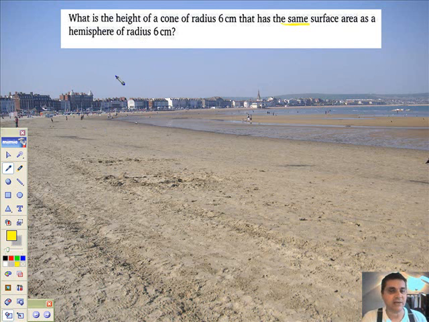Now, this is a really interesting little scenario. We have just one number, a radius for a cone and the radius for a hemisphere. We've got to work out the height of the cone. It seems like there's just not enough information, but let's just look at it very closely.